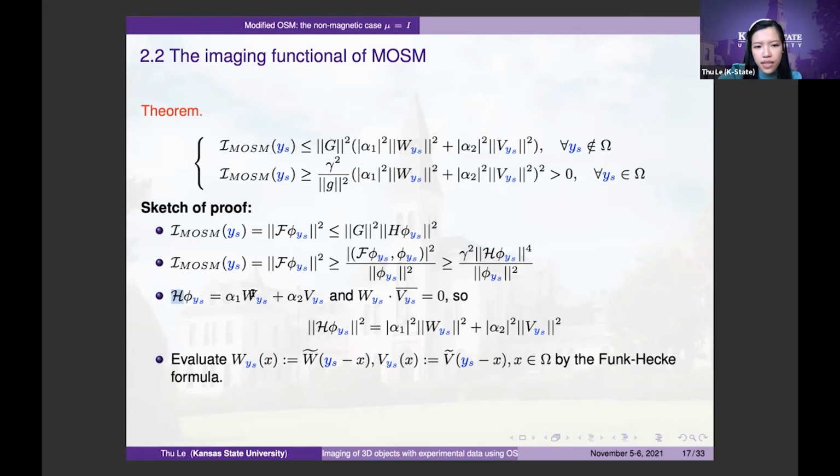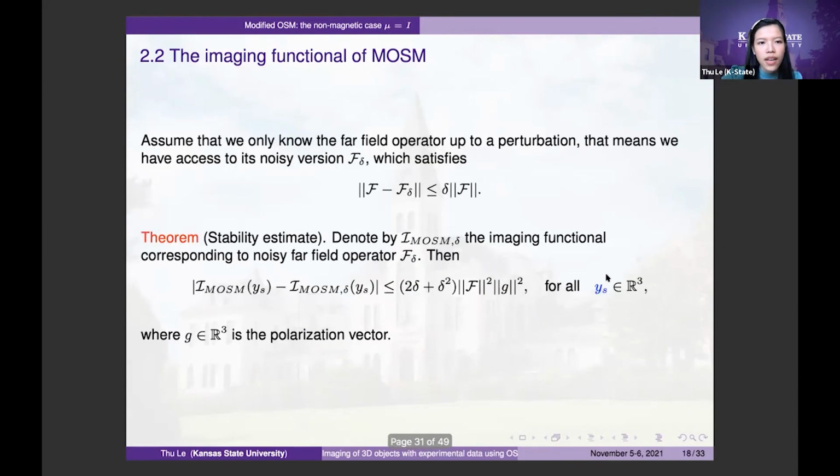h is the linear combination of w and v, and we can show that w and v are orthogonal, so that we can apply the Pythagorean formula here. And then we use the von Haeckel formula to evaluate the norm of w and v, so that we can have the sine, cosine function, the formula that I showed before. Okay, then we can also show that this method is stable.